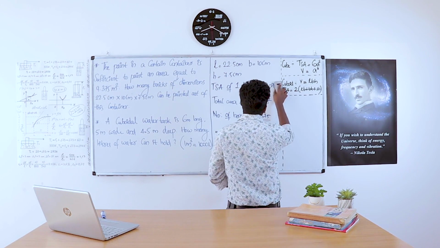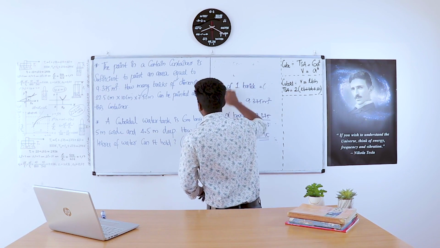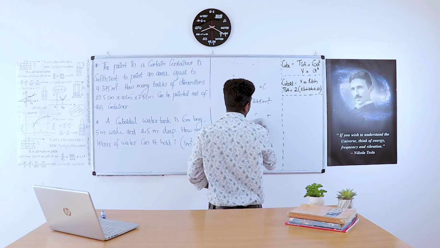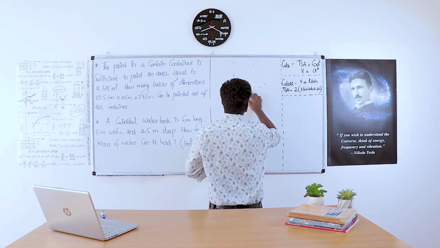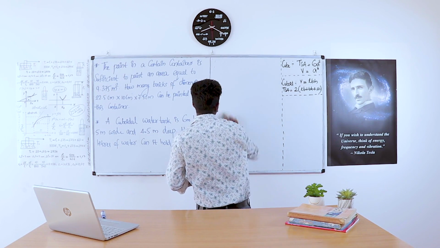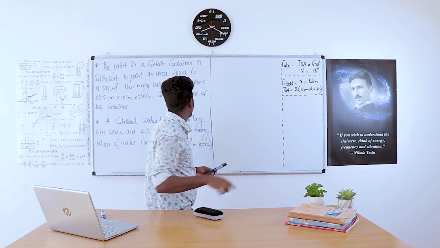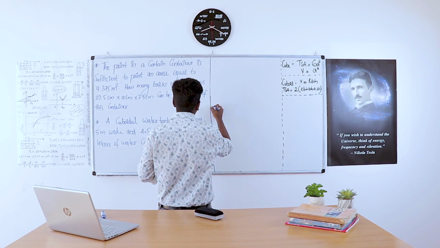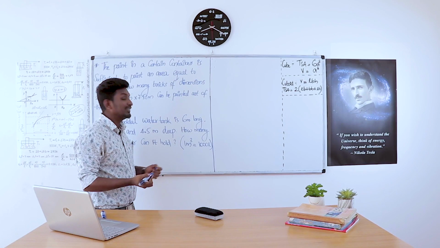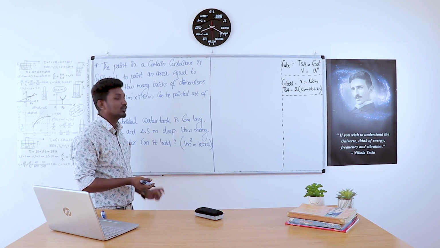Now moving to the next question. What is the next question? A cuboidal water tank is 6 meter long, which is the length. Then 5 meter wide, which is the breadth, and 4.5 meter deep, which is the height. How many liters of water can it hold? Given a hint that 1 meter cube is equal to 1000 liter.